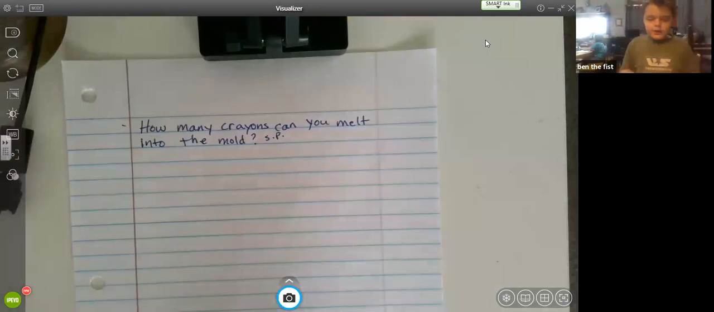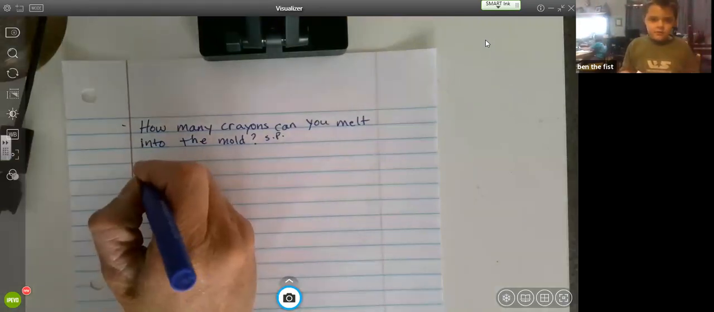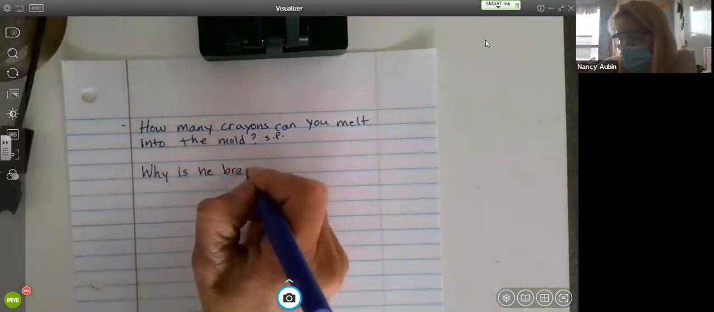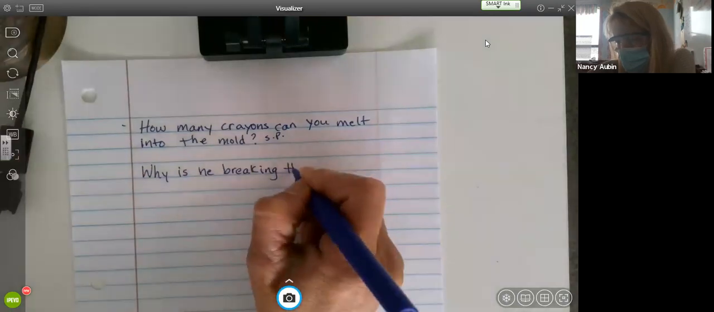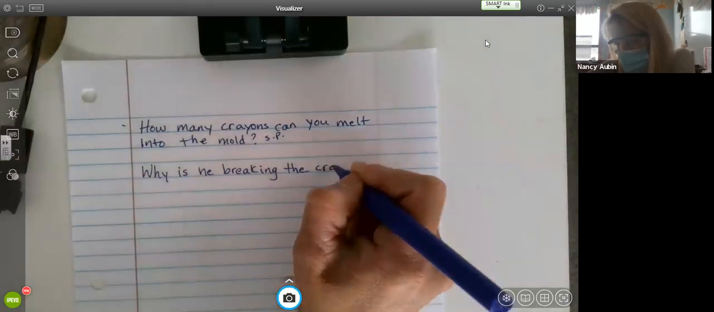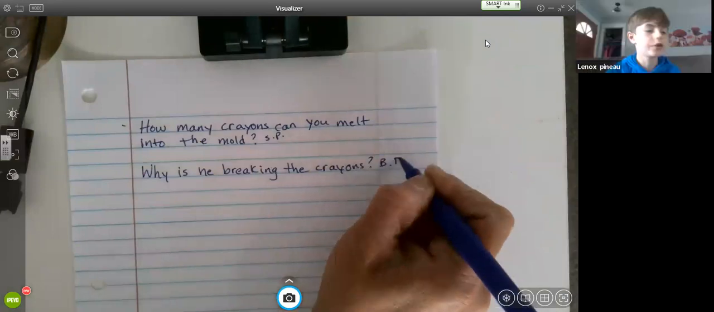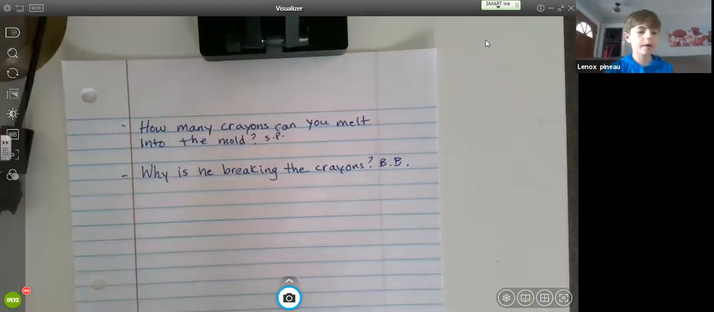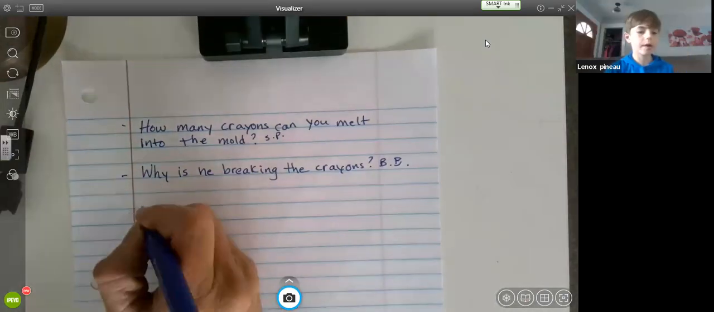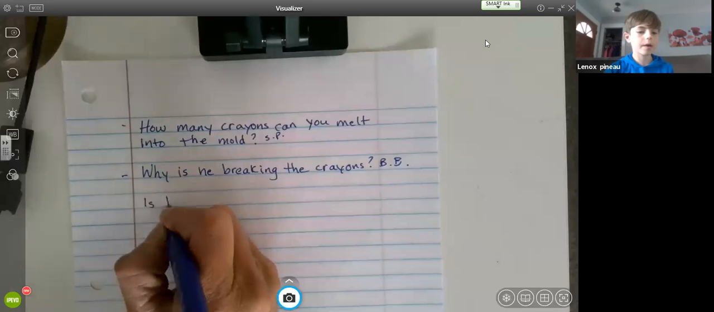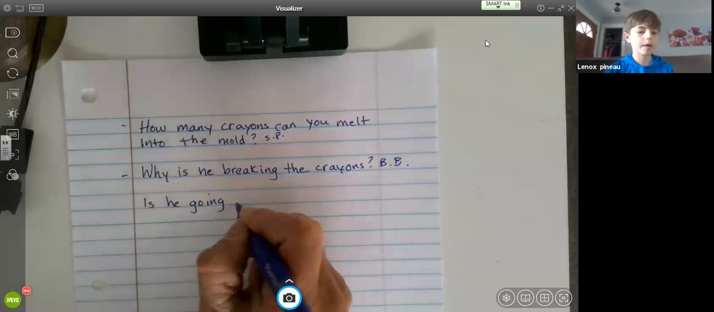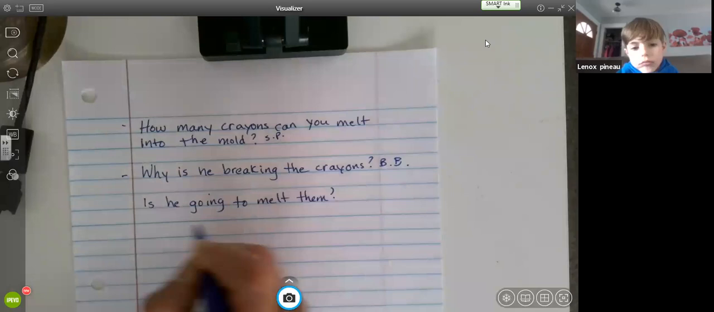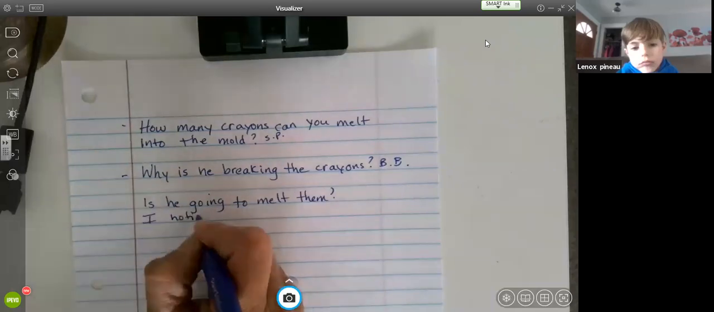I wonder why he's breaking a crayon. Why? Lennox. I wonder if he is going to melt them. And I noticed that he is taking off the paper on the crayons.